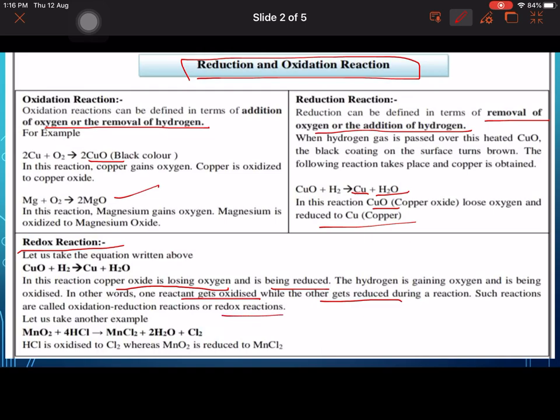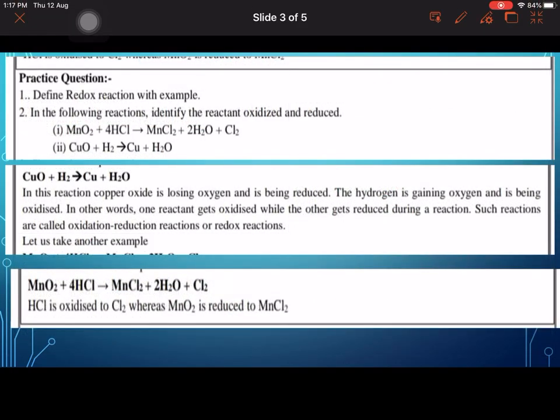इसी तरह से एक और एग्जांपल है मैंगनीज ऑक्साइड प्लस HCl का. HCl is oxidized to chlorine while मैंगनीज ऑक्साइड is reduced to मैंगनीज क्लोराइड. ऑक्सीजन रिलीज हुई है तो वो जो है अभी इसके अंदर यहाँ पे क्या हो गया, निकली है तो रिडक्शन होगा. Next, you can see the question answers.